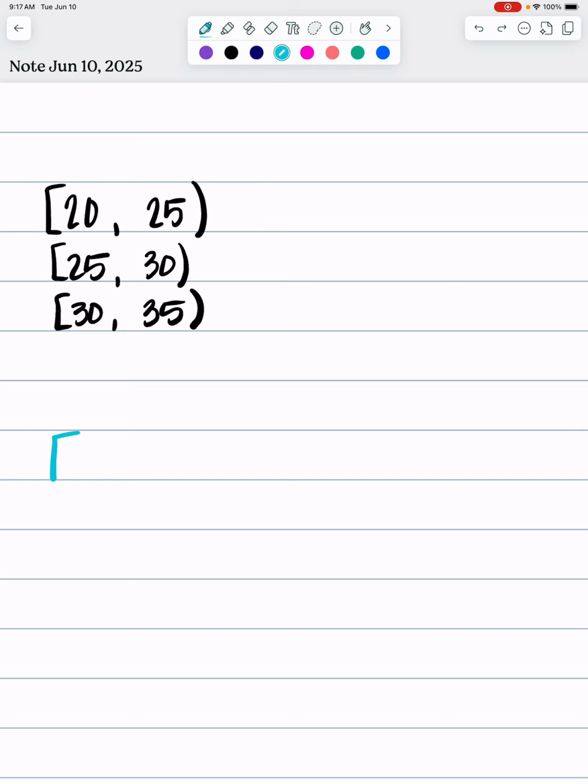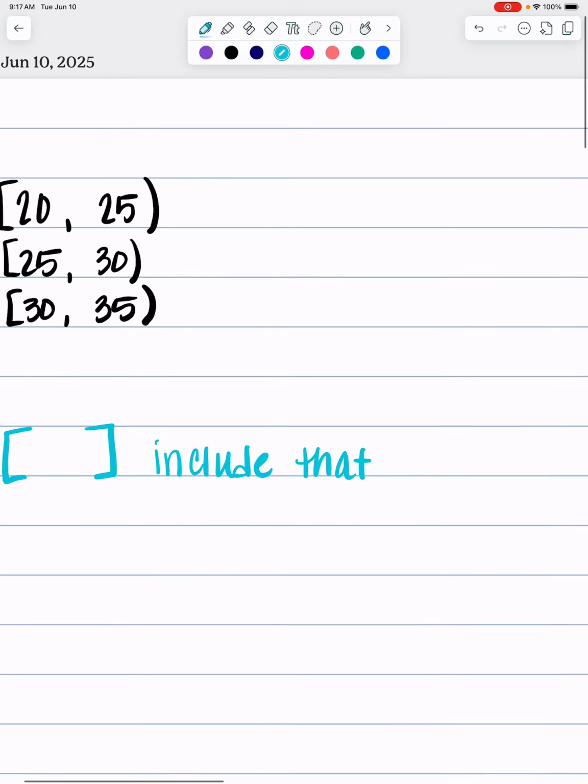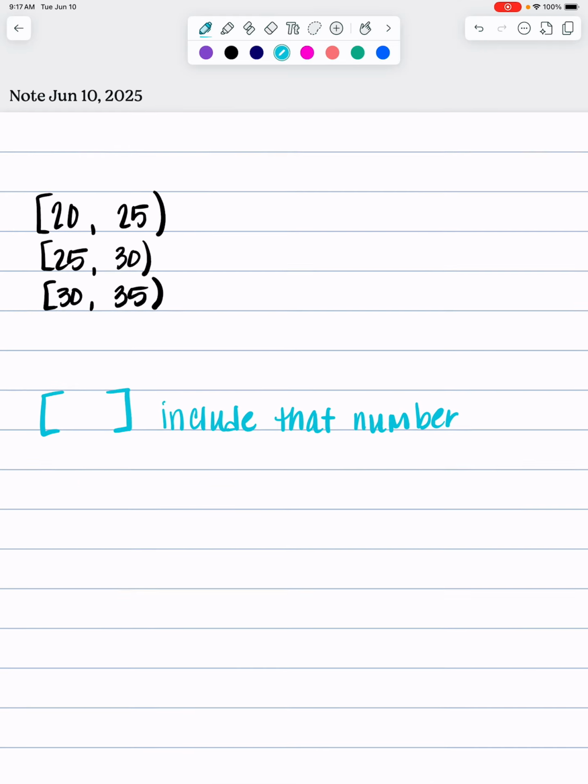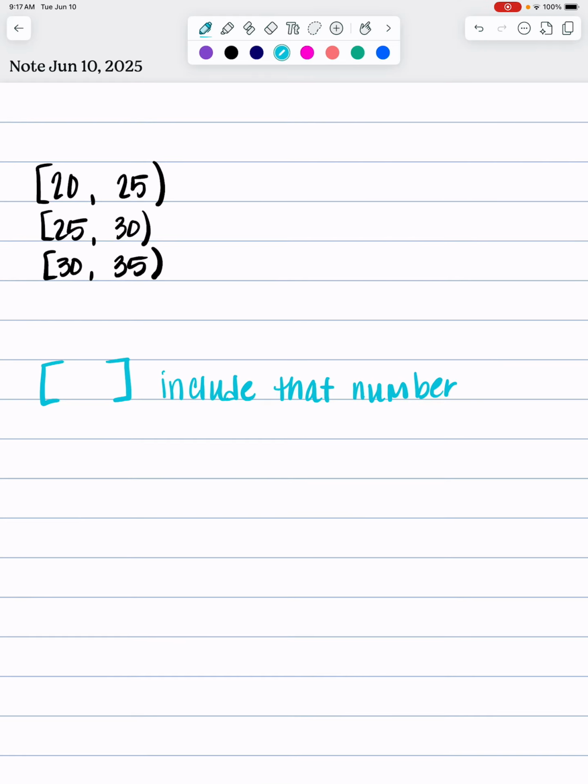When you have square brackets, it means include that number. It comes from using the less than and greater than or equal to symbols. Remember that the two little lines underneath stand for equal to. So we could use any number greater than or equal to that number or less than or equal to that number.